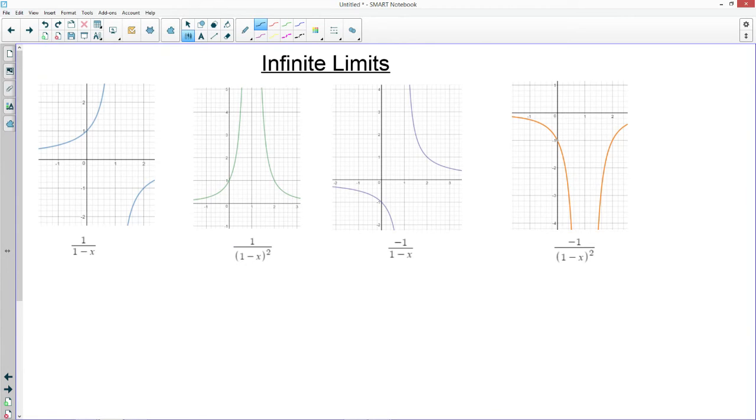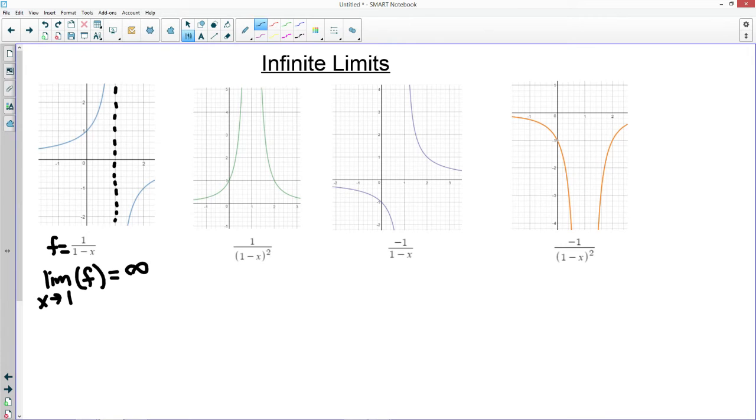So we can't write this. We can't write the limit as x approaches 1 of, we'll call this f, to make it easy. So we can't say the limit as x approaches 1 of f is equal to infinity. That's not true, okay? Because from the left side, it's infinity, but the right side, it's negative infinity.